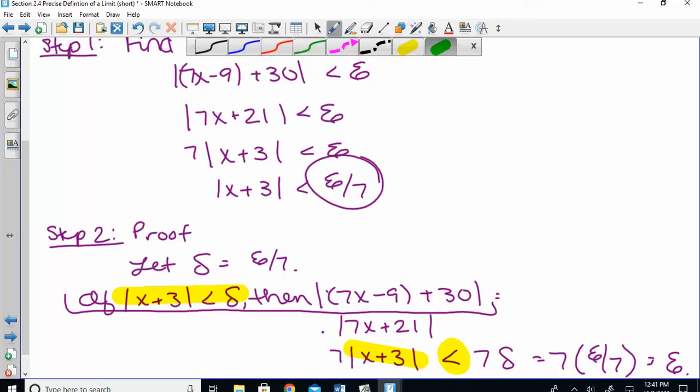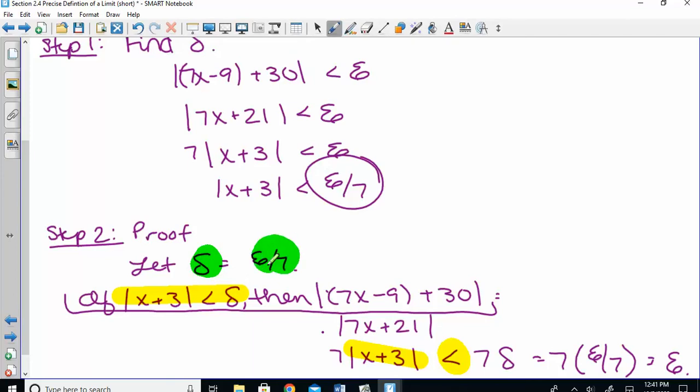Why is it not delta over 7? That's what I did. The next step, we said that delta is the same thing as epsilon over 7. So I took this delta and I replaced it with epsilon over 7.